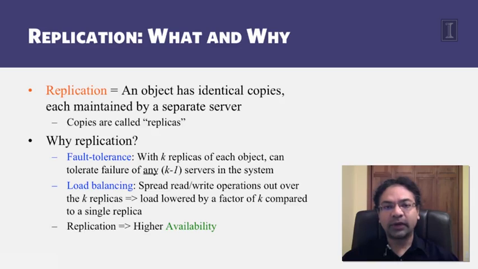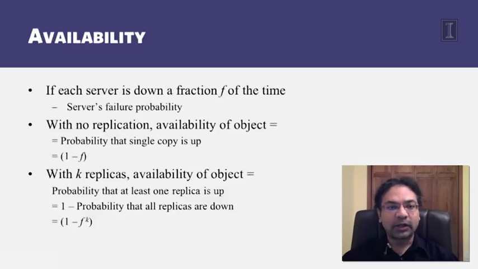Essentially, if you have twice as many copies of a given object, then each of the copies faces only half the number of reads and writes that it does. So increasing the number of copies lowers the load on each of the copies by a factor of k if you have k replicas compared to just one replica. In general, the fault tolerance requirement can be captured as a higher availability requirement.